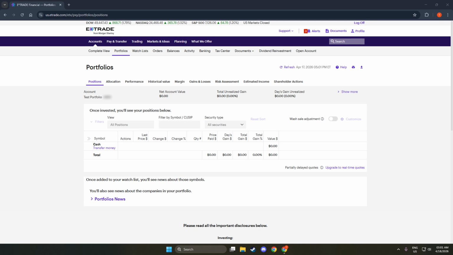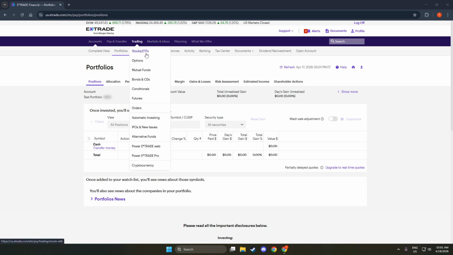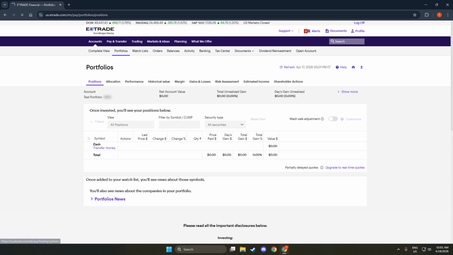First, log in to your ETrade account using your usual credentials. Once you're in, head to the trade section. This is where you'll enter orders and manage the details that control how and when they execute.